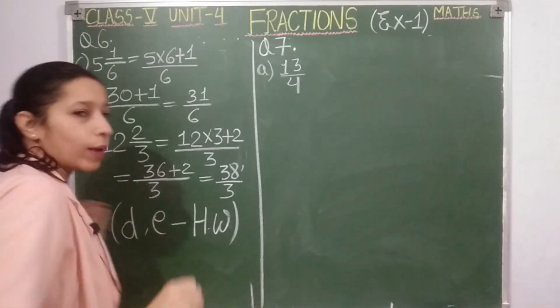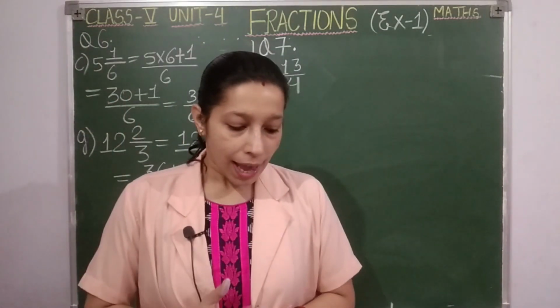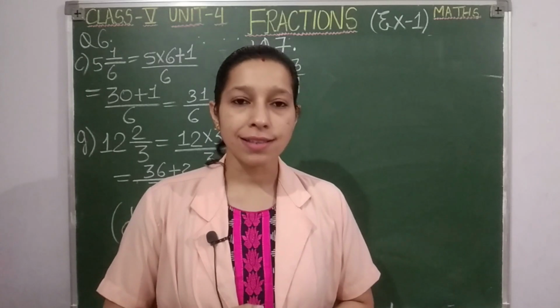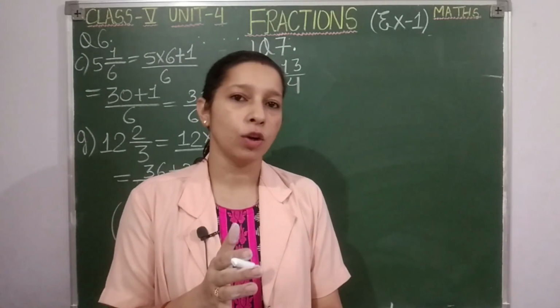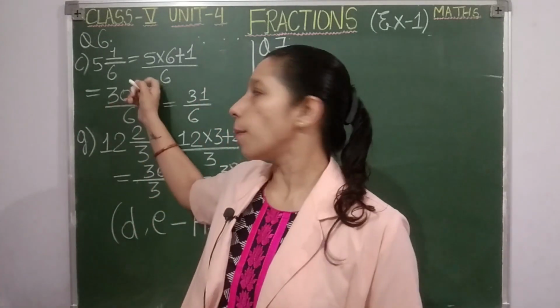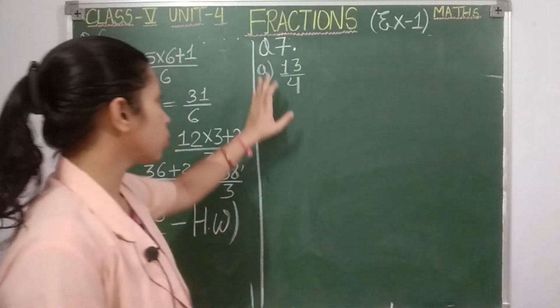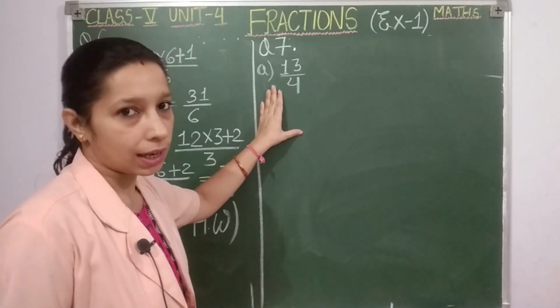Okay. Let us quickly see question number 7 also. Express the following improper fractions as mixed fractions. Now improper fractions are given to you. You are going to convert it into mixed fraction. Means just the opposite of this. Let us see how you are going to do. So question number 7. First point is 13 by 4.